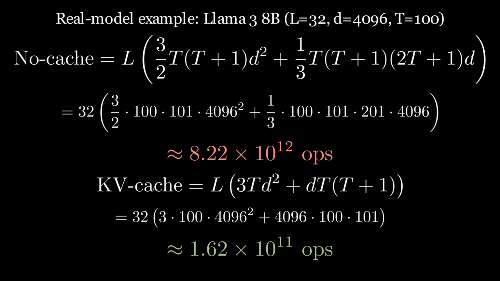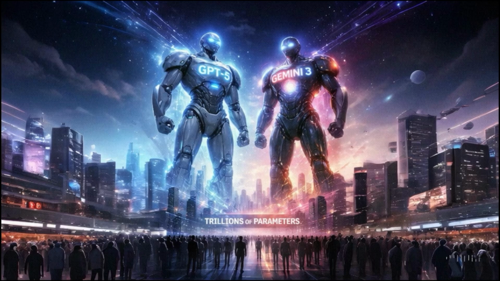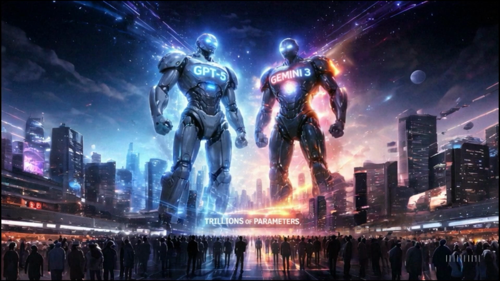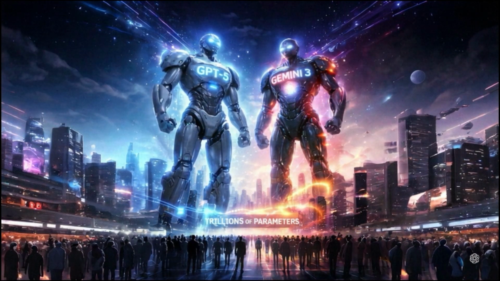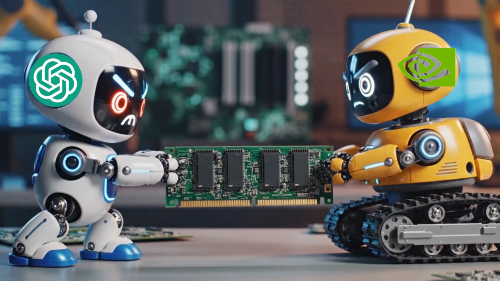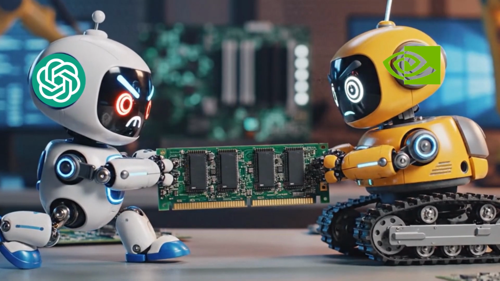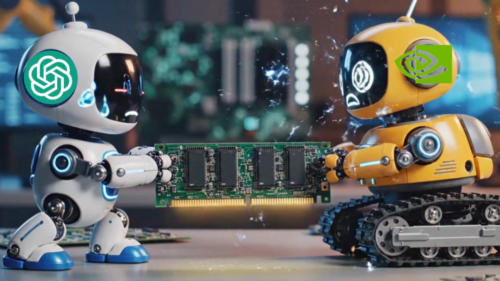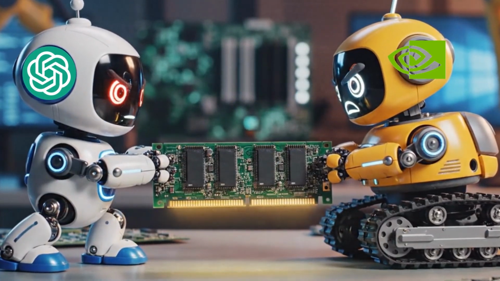Just imagine how much memory it would take for models like GPT-5 or Gemini 3 with trillions of parameters and serving on 100,000 of sequence length. That's why you see cached input pricing is 3 to 4 times lower compared to normal input pricing on OpenAI pricing. And companies are fighting to get more and more high bandwidth memory, which eventually caused the memory crisis for normal consumers in the world.